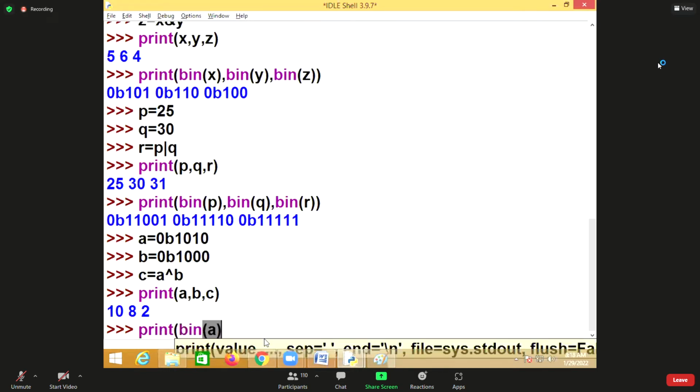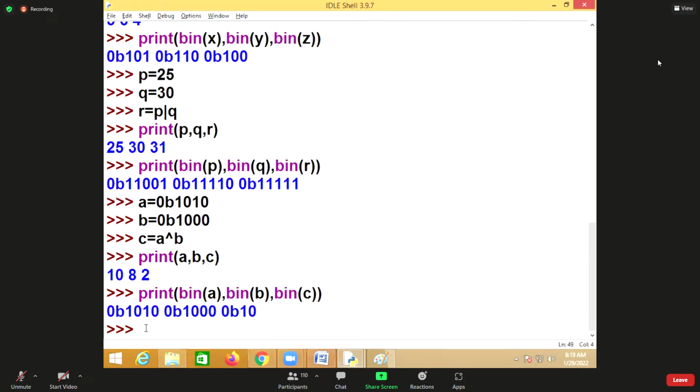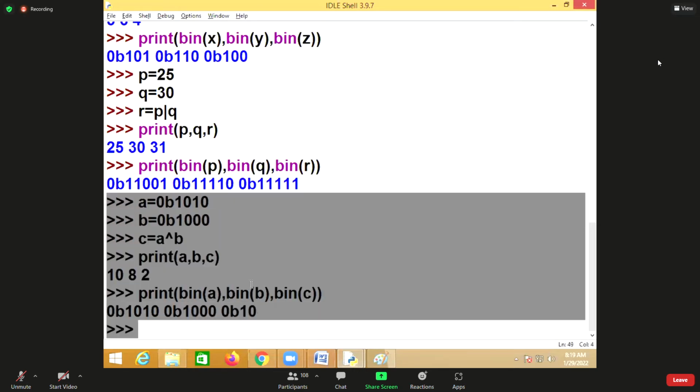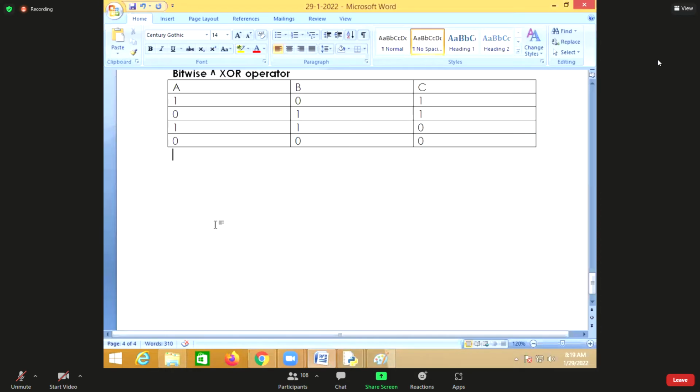You can print the binary of A, binary of B, and binary of C. The value of A is 1010, the value of B is 1000, and the value of C is only 10. You have to apply the truth table: 0 and 0 is 0, 1 and 0 is 1, 0 and 0 is 0, 1 and 1 is also 0. This is the exclusive OR operator.